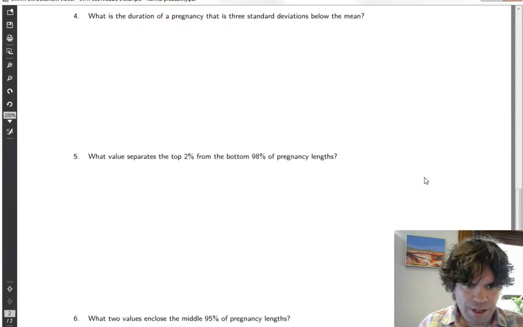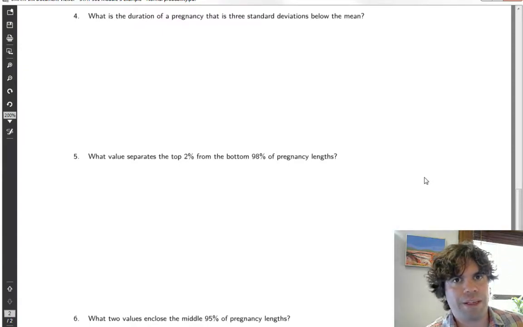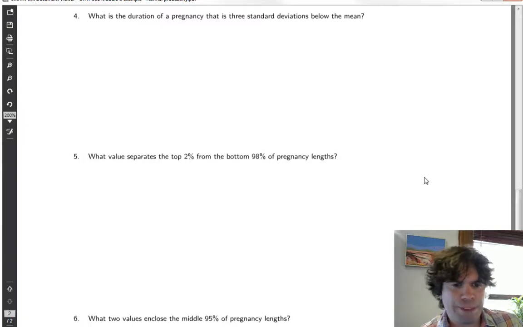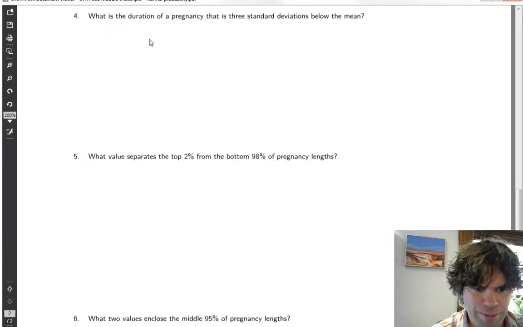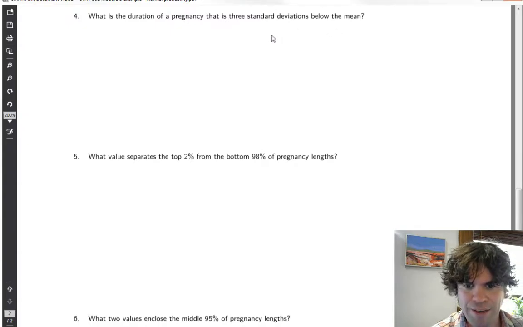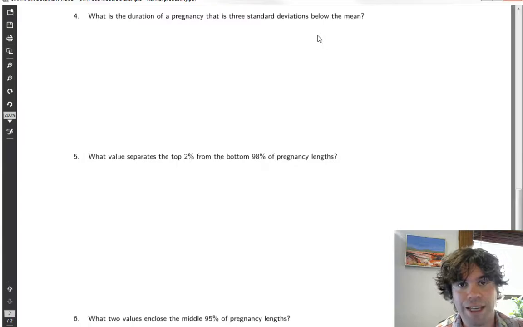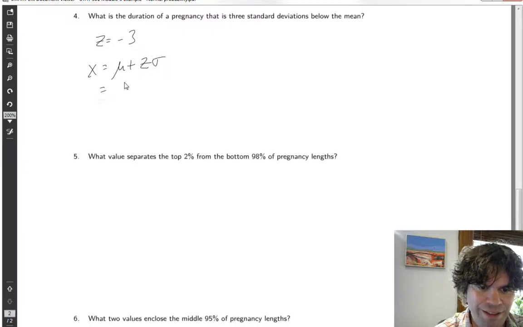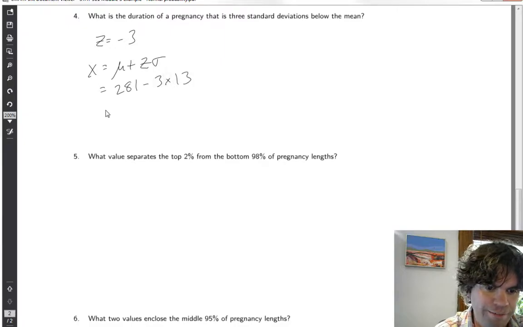Okay. What is the duration of a pregnancy that is 3 standard deviations below the mean? So you can probably work this out even without writing down a formula. 3 standard deviations below the mean, so take the standard deviation, multiply it by 3, subtract it from the mean. But let's do that formally. It's the same formula as before. Basically, 3 standard deviations below the mean, that's a z-score. That's z equals negative 3, and I want to convert that to x. So we'll use x equals, again, mu plus z sigma: 281 minus 3 times 13.